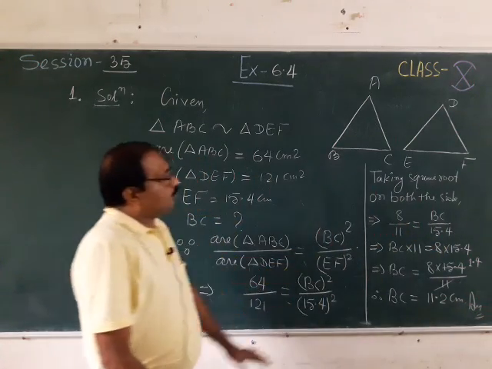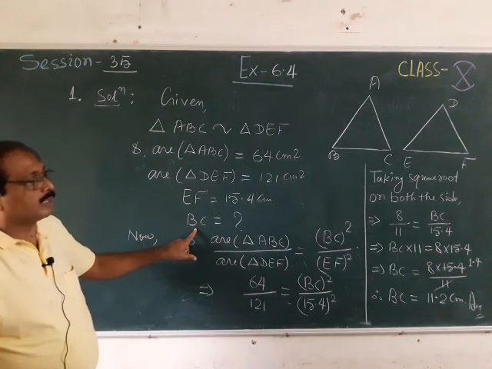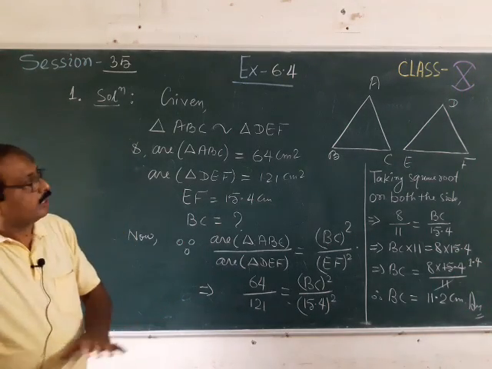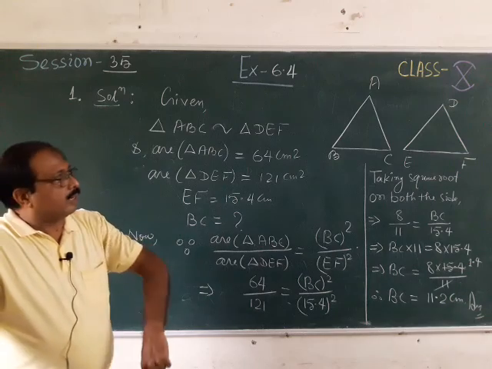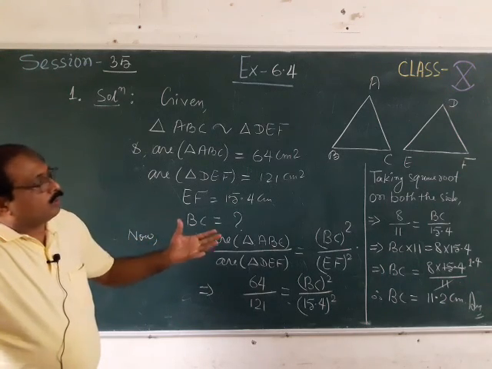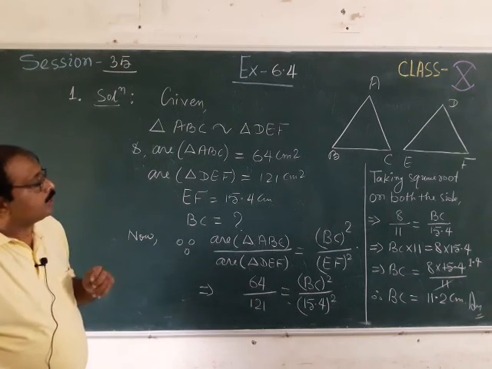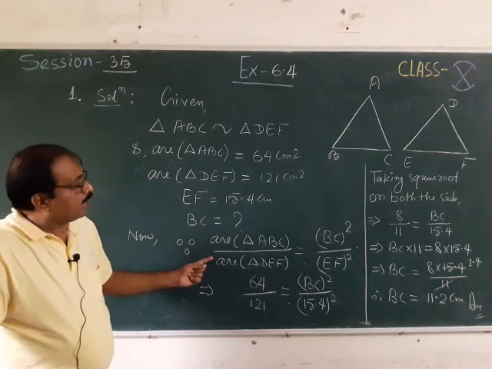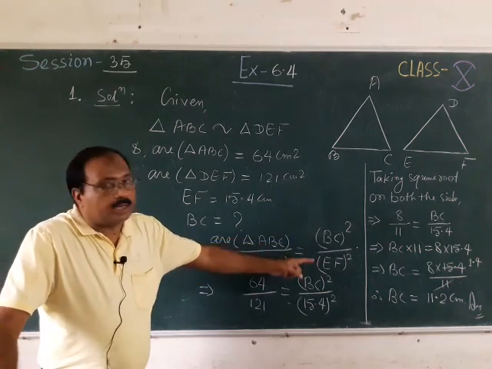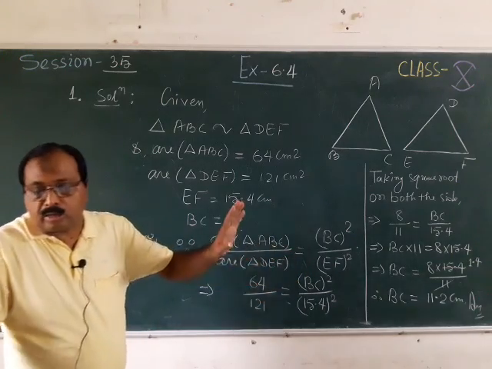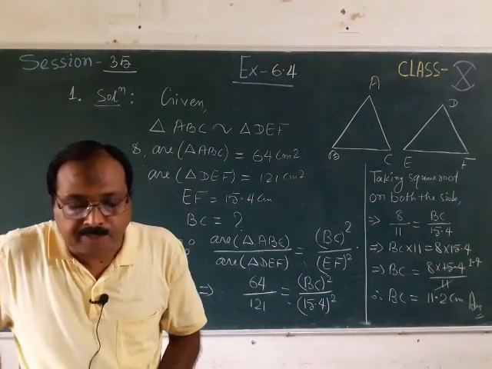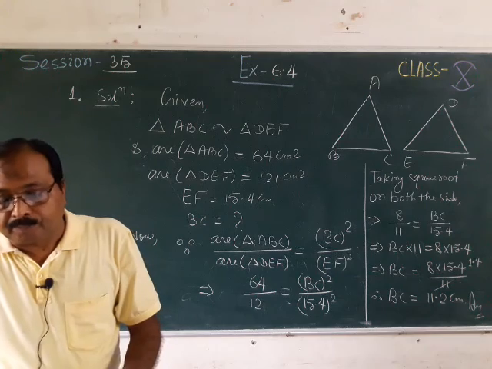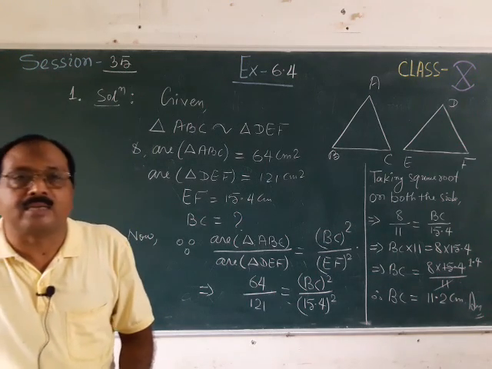So like that you can easily find the measure of the side BC. This is the application of theorem number 6.6, that if two triangles are similar, then the ratio of their areas is equal to the square of the ratio of their corresponding sides. So like that you can apply the concept of this theorem in doing the questions of exercise 6.4, that is area of two similar triangles and their relations.